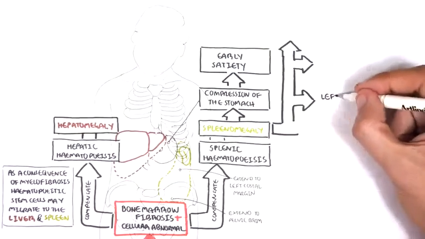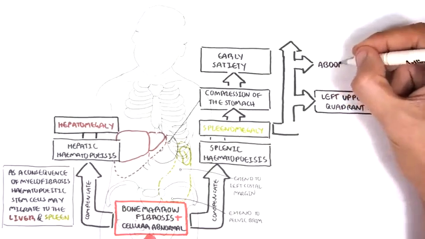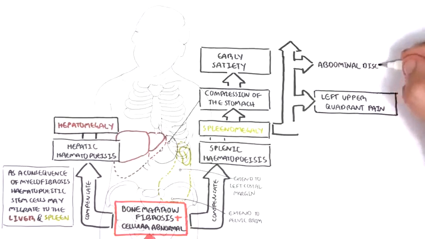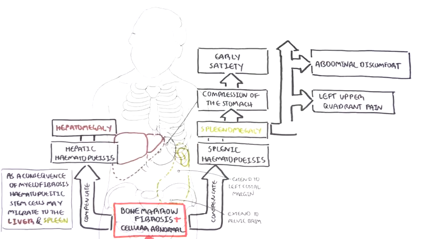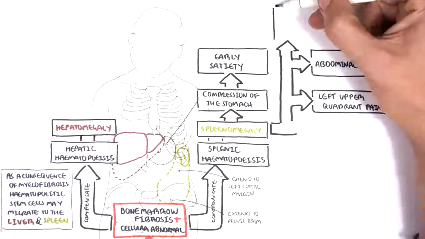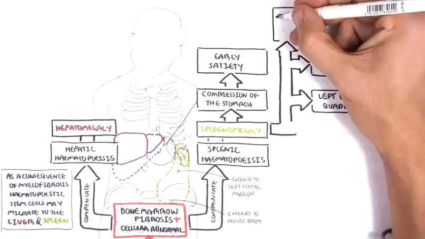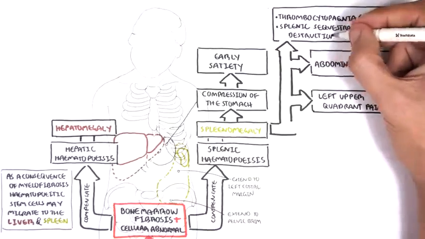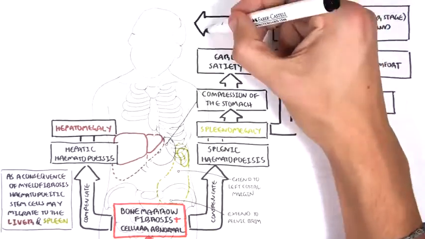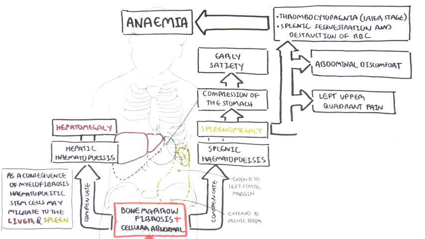Splenomegaly can undergo small infarctions and irritate the surrounding tissue, causing left upper quadrant pain. Splenomegaly may also cause abdominal discomfort and a dragging sensation. Splenomegaly can cause thrombocytopenia in later stages of the disease and also sequestration and destruction of red blood cells. This is one of the contributors of anemia seen in people with myelofibrosis.